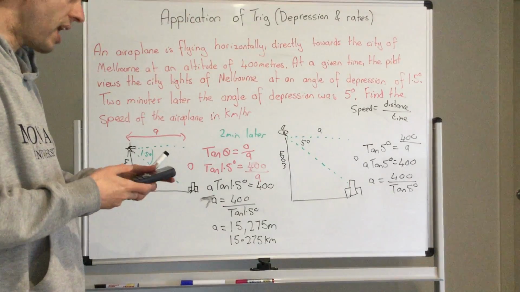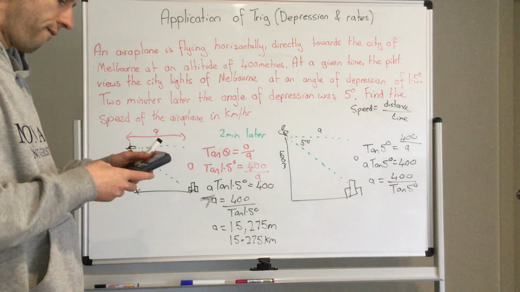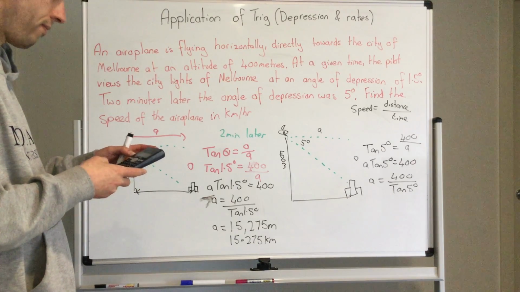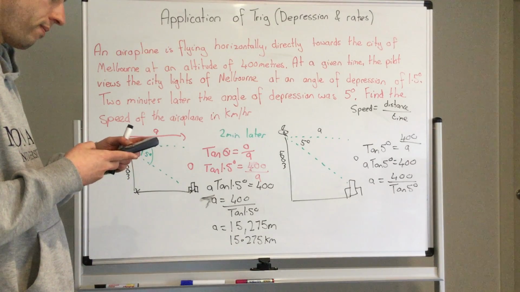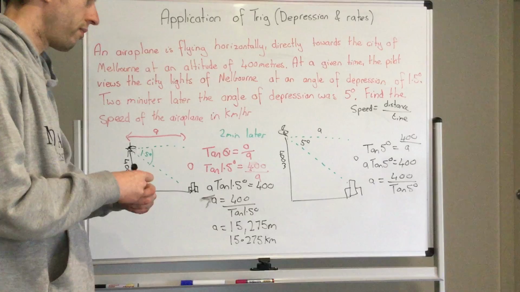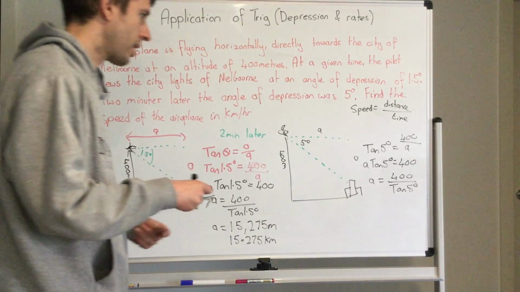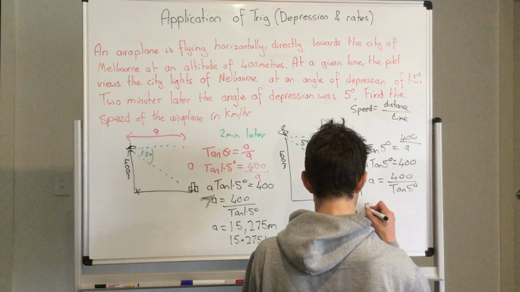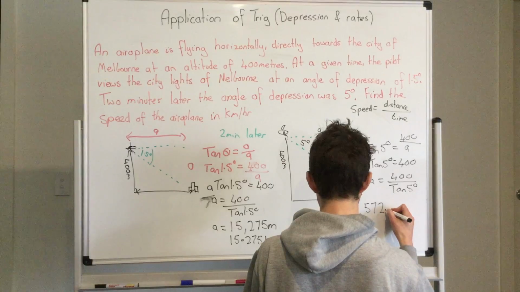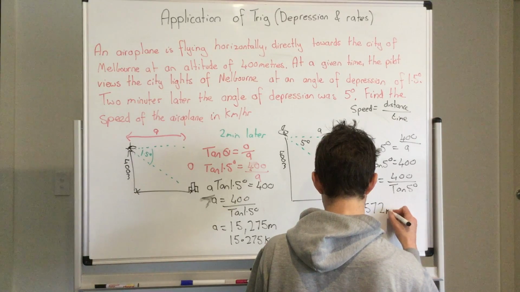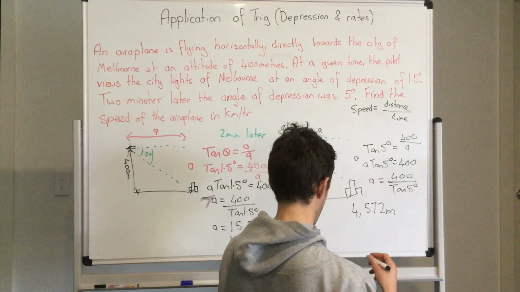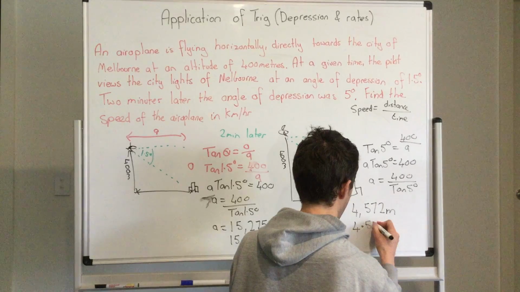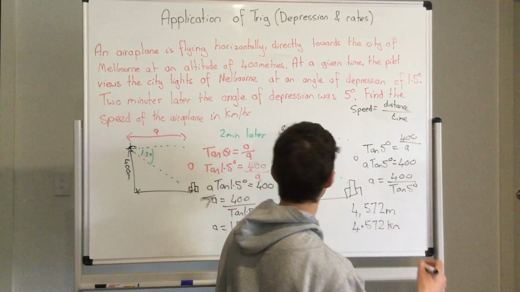I can then find that adjacent side by going 400 divided by tan 5 degrees, and that gives me 4,572 meters, which also equates to 4.572 kilometers.